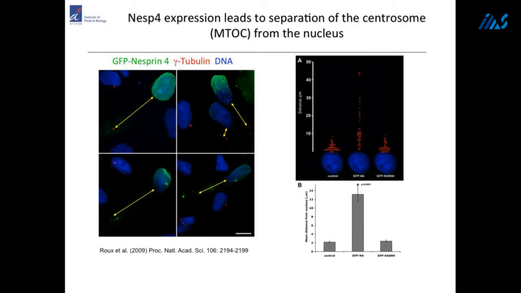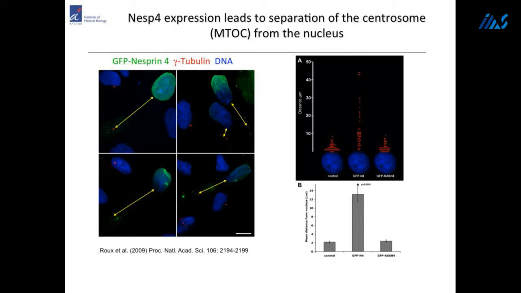The same if we just introduce a GFP-KASH form. So this would be just GFP fused directly to the KASH domain. So the cytoplasmic business end of Nesprin 4 would be missing. However, when we introduce full-length Nesprin 4, we can see this fairly dramatic effect.